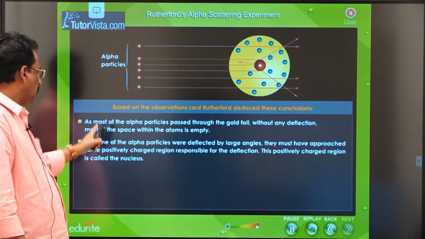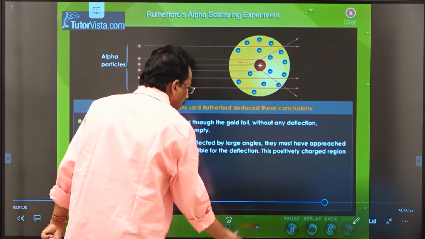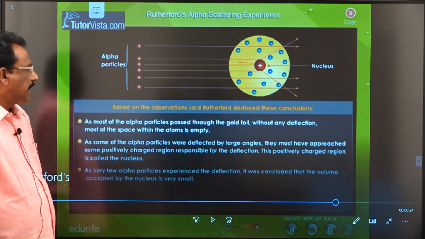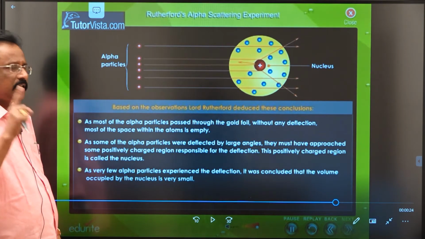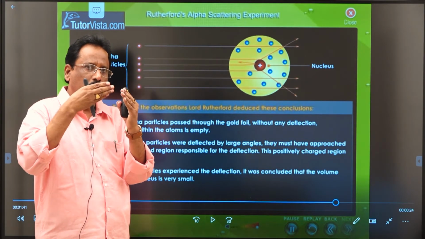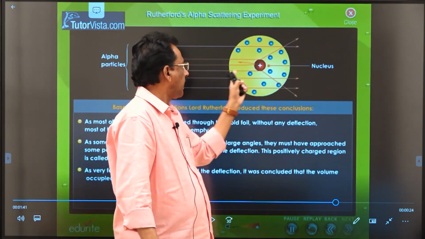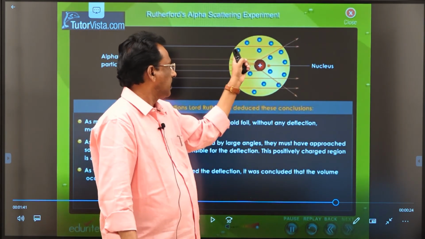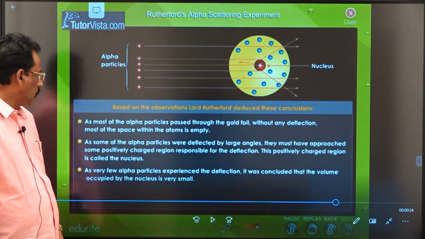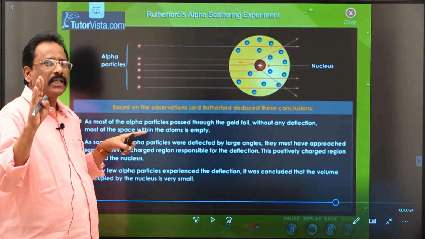First observation is most of the alpha particles pass through the gold foil, indicating the atom is extremely hollow with a lot of empty space. When a thin beam of particles is made to fall upon a gold atom, most of the alpha particles pass through the gold foil. This diagram indicates that. Without any scattering, most of the alpha particles directly pass through the gold atom, indicating the atom is extremely hollow with a lot of empty space.